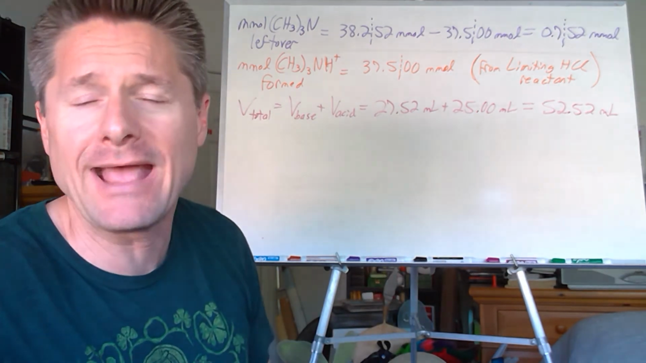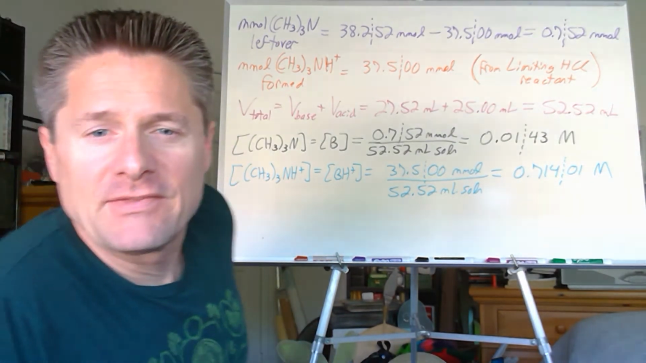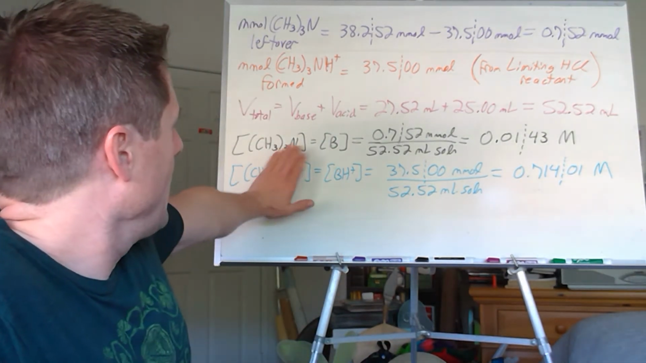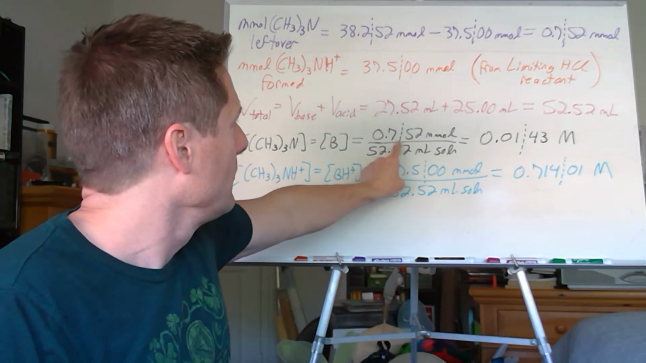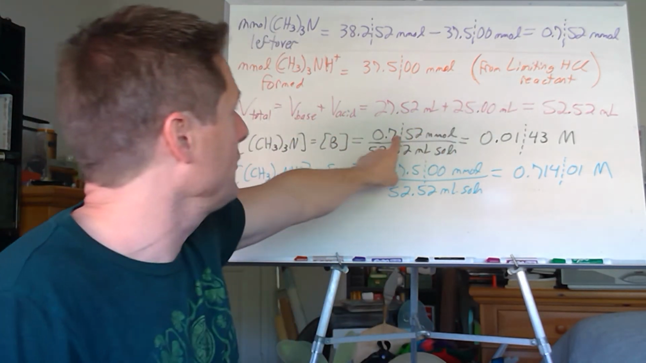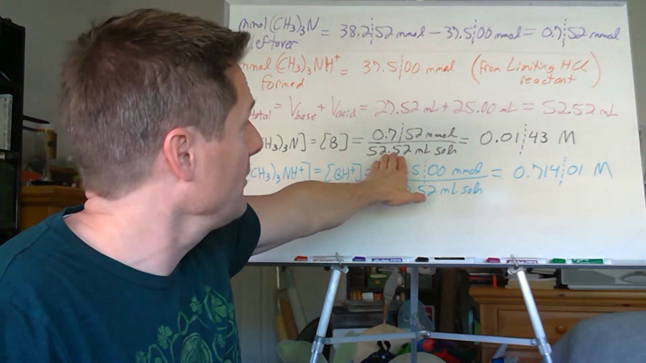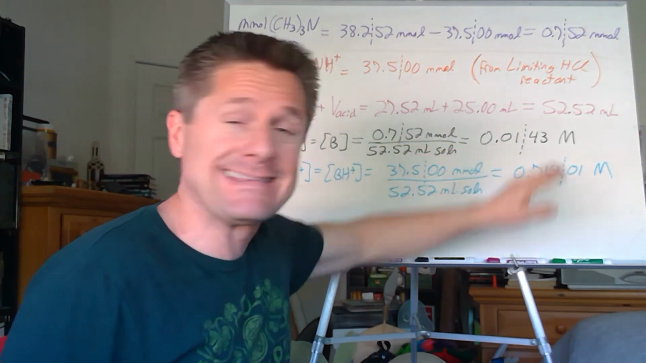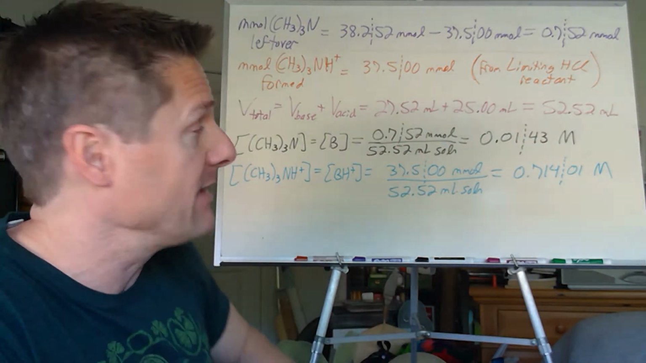Plug it into the Henderson-Hasselbalch equation. Let's go for it. Did you get the same concentrations I did? All right, so our weak base, the trimethylamine, which we could say just is B, would be the 0.752 millimoles, good to one significant figure, divided by the total volume, 52.52 milliliters of solution. So to one significant digit, I get 0.0143 molar. That's the remaining base.